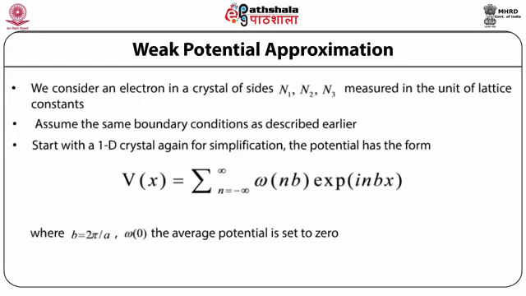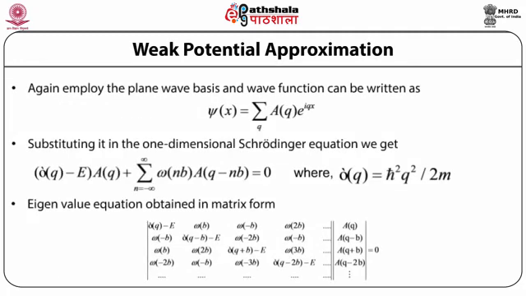For simplicity, we start first with a 1D crystal, and the potential in this case has the form V(x) equals the summation over n from minus infinity to infinity of Ω_n b e^(i n b x), where b is equal to 2π/a. And remember that Ω_0, the average potential, is set to 0. We again now employ the plane wave basis, and wave functions can be written as ψ(x) equals the summation over q of A_q e^(iqx).